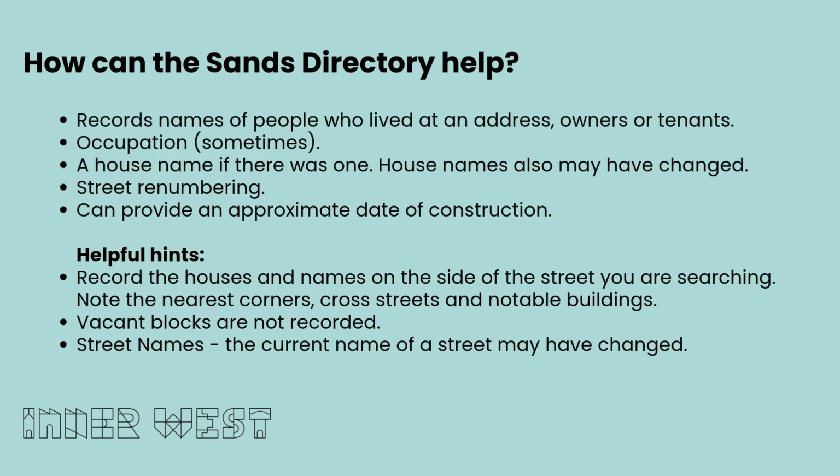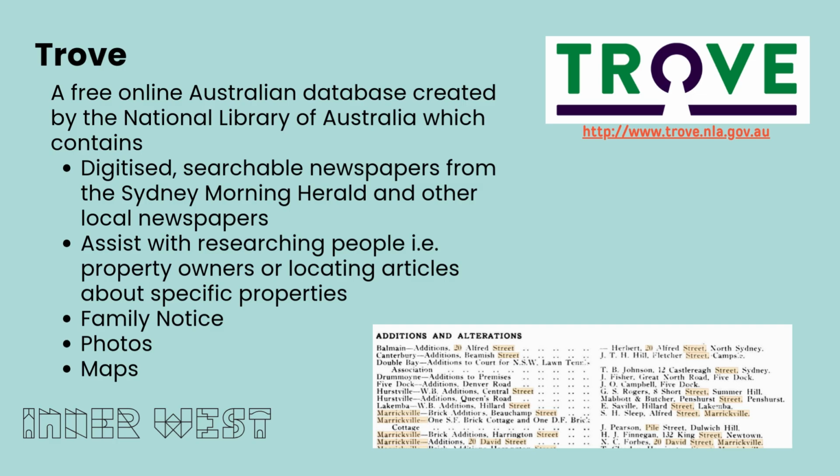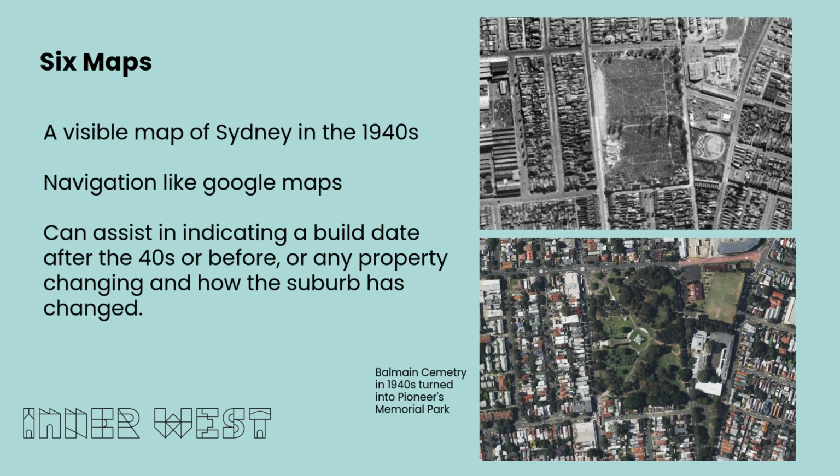Trove is also a good resource. This can be mainly used to find other information about the owners or the occupiers, if you want to learn their stories of living in that property. Another useful external tool is a website called 6Maps. It operates similar to Google Maps, but shows a 1940s image of Sydney. These aerial views can be key, as well as showing differences and alterations made, and how the general suburb or street looked.